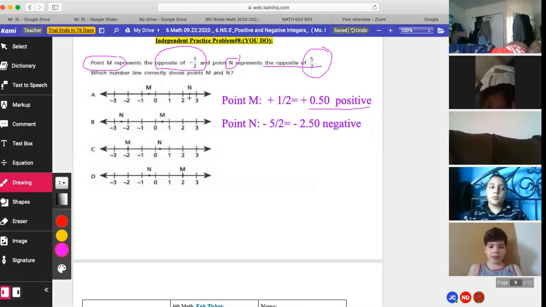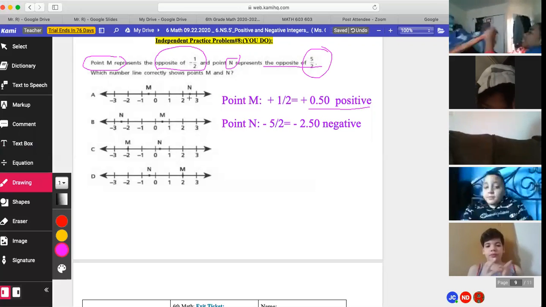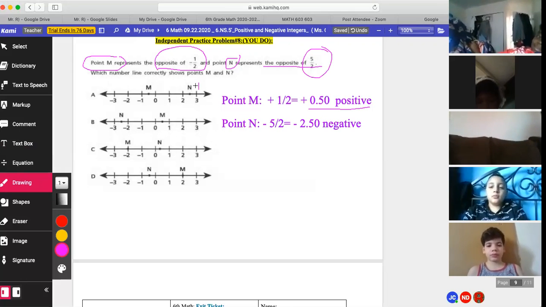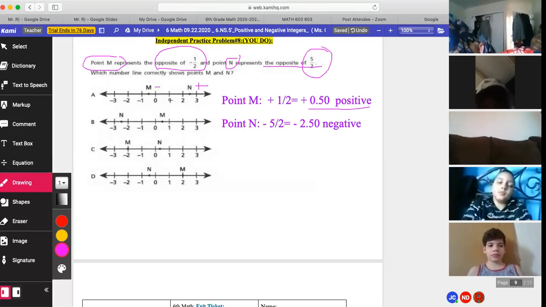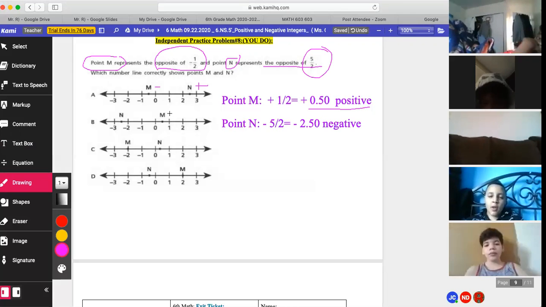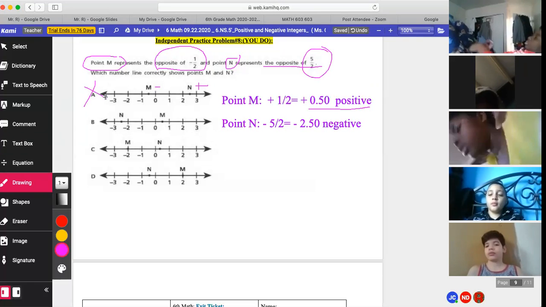Angie, can you keep yourself unmuted throughout this problem and just answer the questions for me? So A, M is negative or positive? Remember, I go left, it's what? Negative? Yeah, so do we circle A? No, right? We can't because it has to be positive, right? So we cross that out.